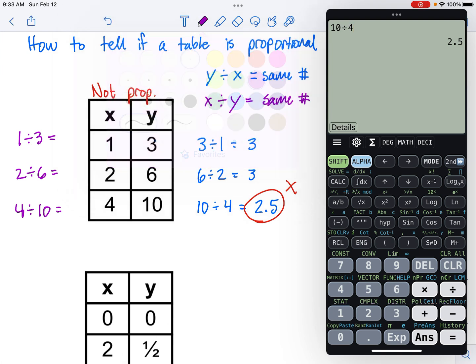I'll prove that it would also work if you divide this way. 1 divided by 3 is 1/3. That's equal to 0.3 repeating forever. 2 divided by 6, or 2/6, is an equivalent fraction, but I can show you. 2 divided by 6 is also 0.3 repeating forever. But 4 divided by 10 is 0.4. So once again, this final entry made it not proportional.